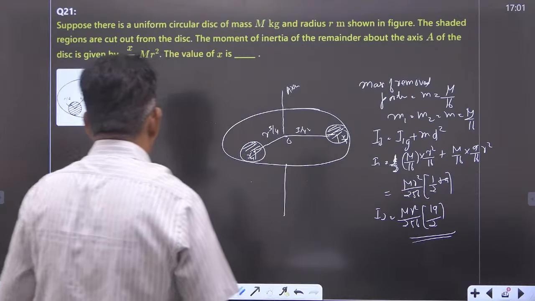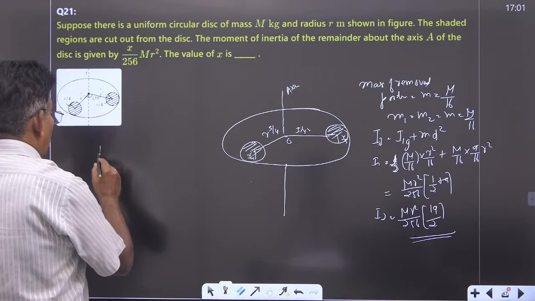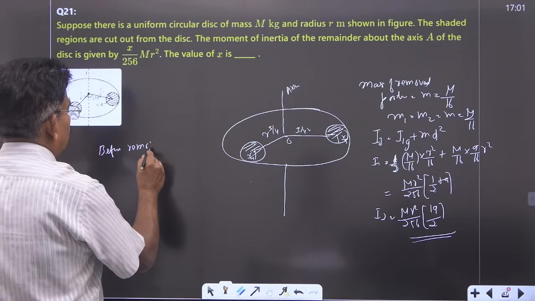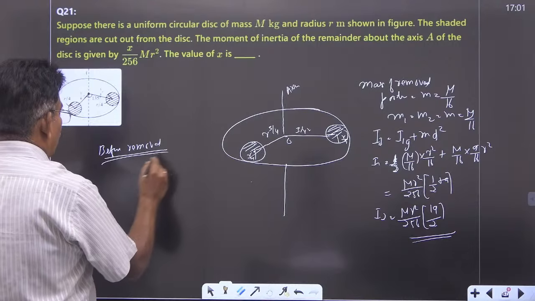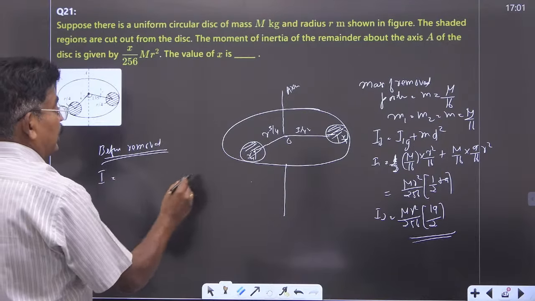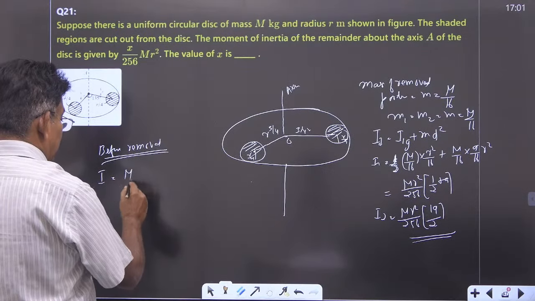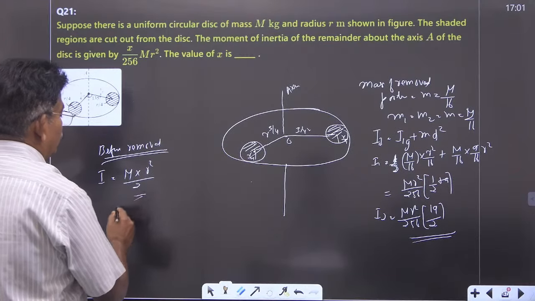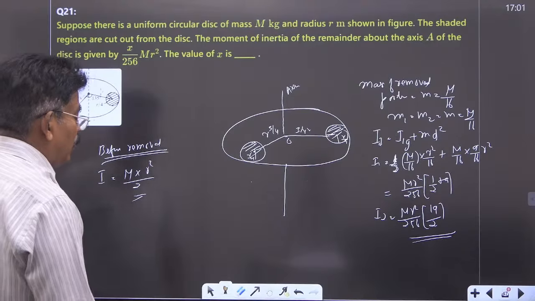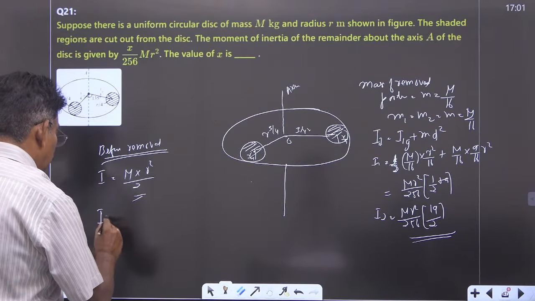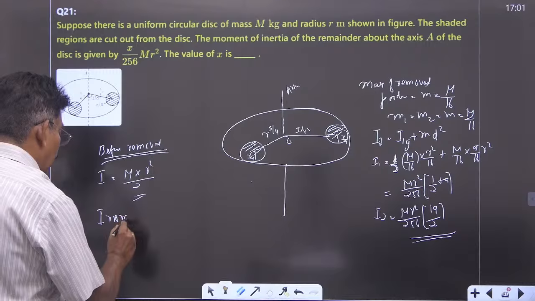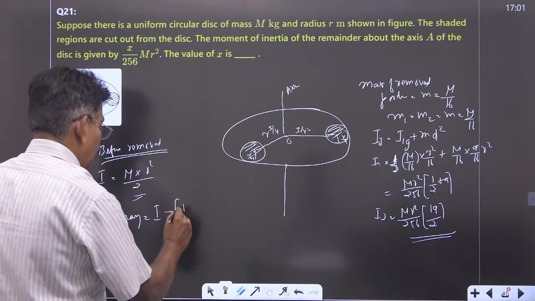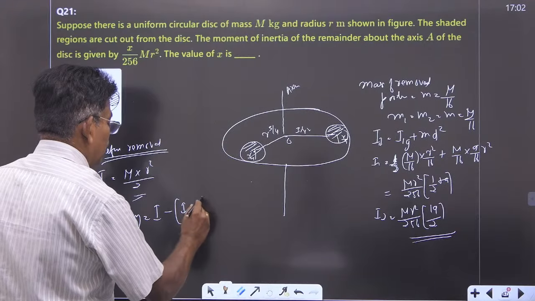Okay, I1 and I2. Before removal, moment of inertia is I. This is a disk about the central axis. Mass of disk is M, radius is R, MR squared by 2. Therefore, moment of inertia of the remaining figure is I minus I1 plus I2.